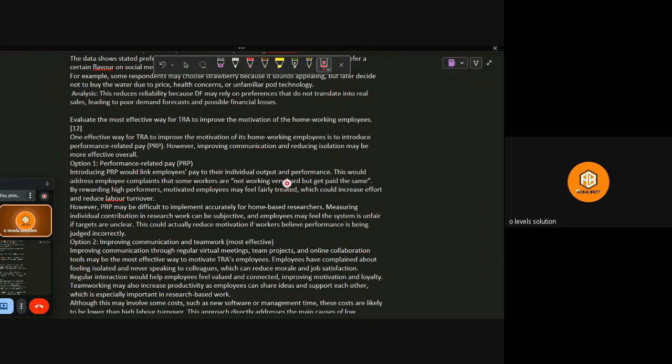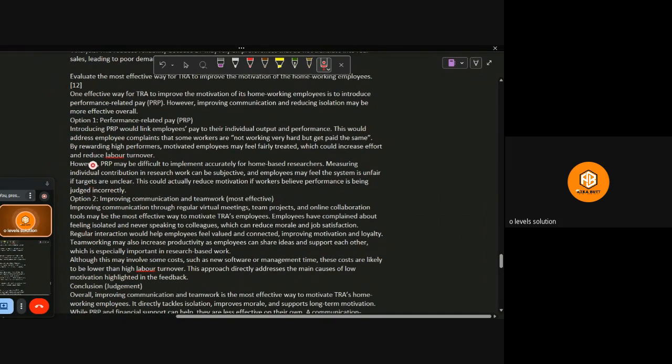And this is a statement which we have seen in the case study. We just used it here, that not working very hard but get paid the same. So with the help of PRP, we can reduce or maybe eliminate this complaint from the employees. By rewarding the high performers, motivated employees may feel fairly treated, which could increase the effort and reduce labor turnover. But again, we need to write its disadvantage as well.